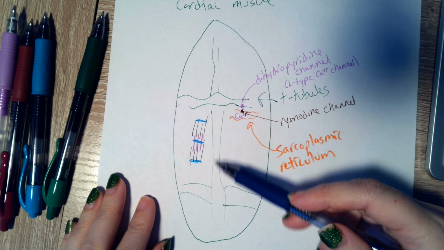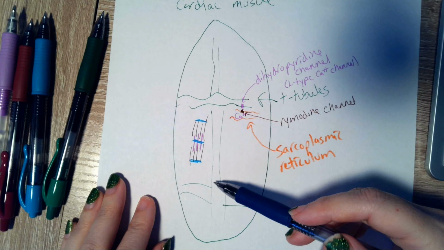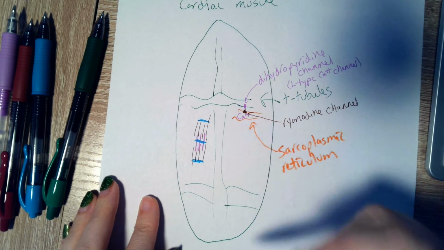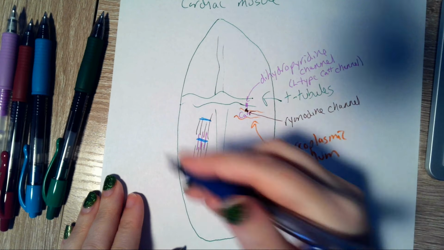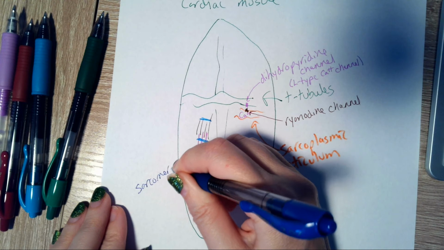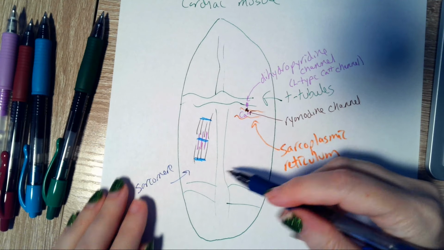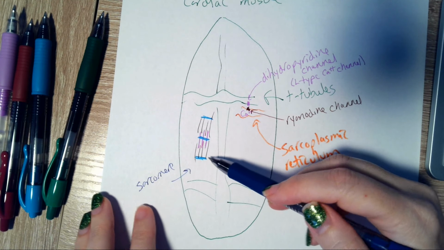Smooth muscle does not have T-tubules. So cardiac muscle and skeletal muscle are the only two that have the T-tubules. We also have sarcomeres. So this is a sarcomere. I just drew one on here, but remember when we have sarcomeres, they would be lined up end to end and all throughout the cell, filling up the cell entirely. So all the space within the cell.